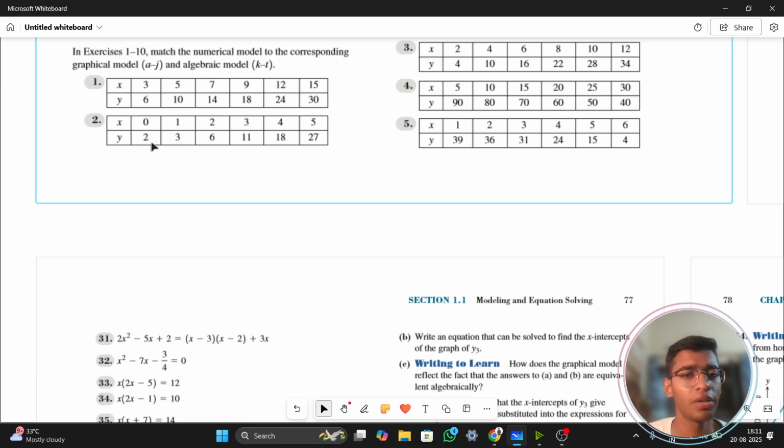When it is 0, we have added 2. When it is 1, we have added 2. When it is 2, we have added 4. When it is 3, we have added 7. So 2, 2, 4, and 7.